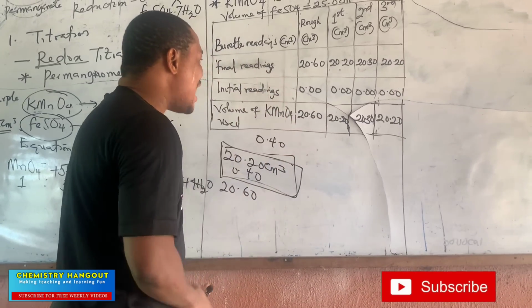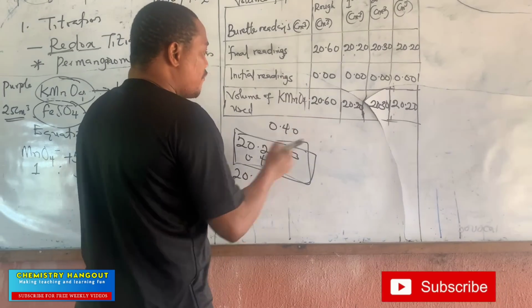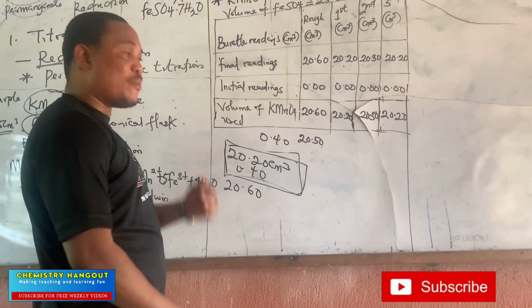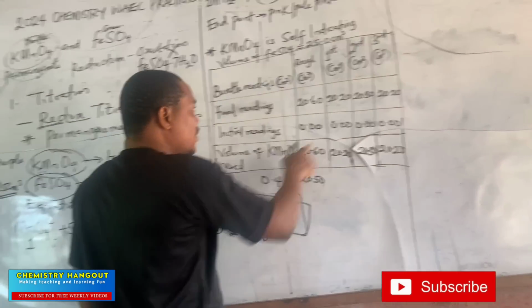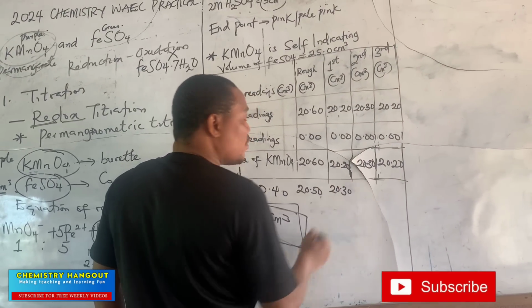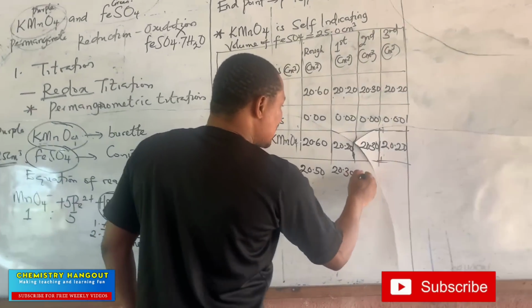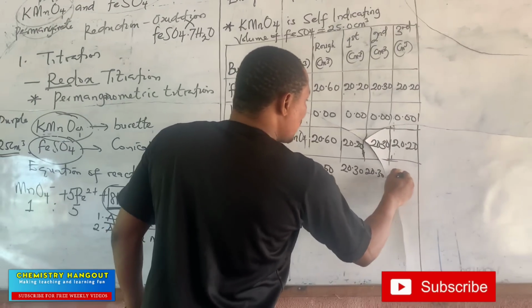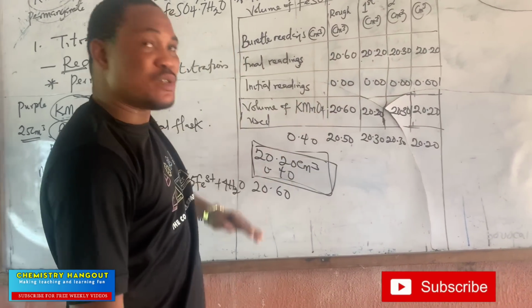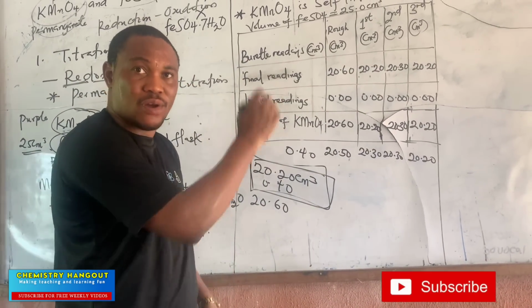Just understand this. Another person can say, okay, my own rough is 20.50. After I've written 0.00, my own rough is 20.50. So another person can say, okay, my first is 20.30, my second is 20.30, my third is 20.20. Can you see? This range and this range and this range will still give you the same thing. I will still use my calculator to get the average.